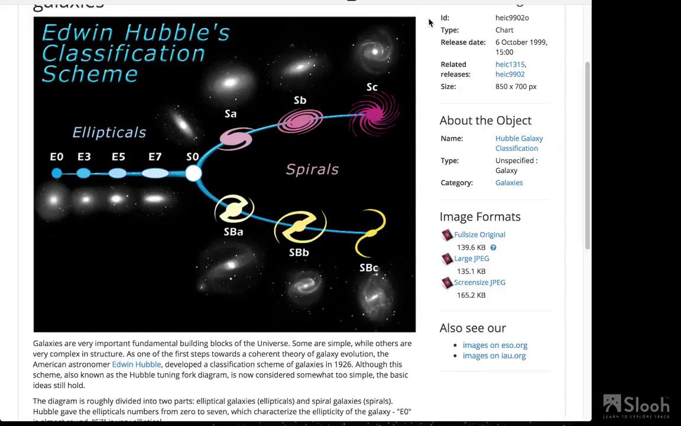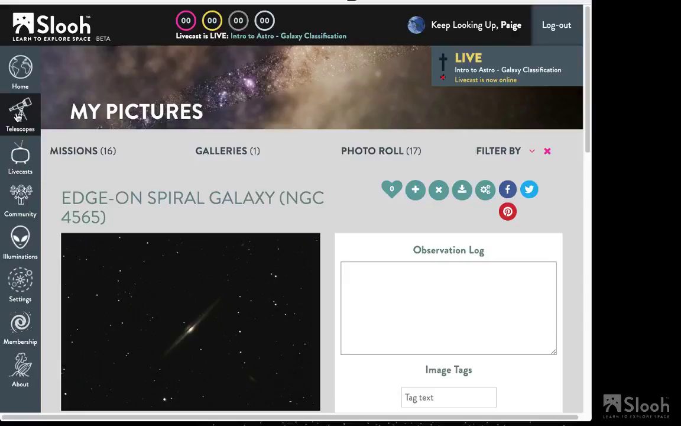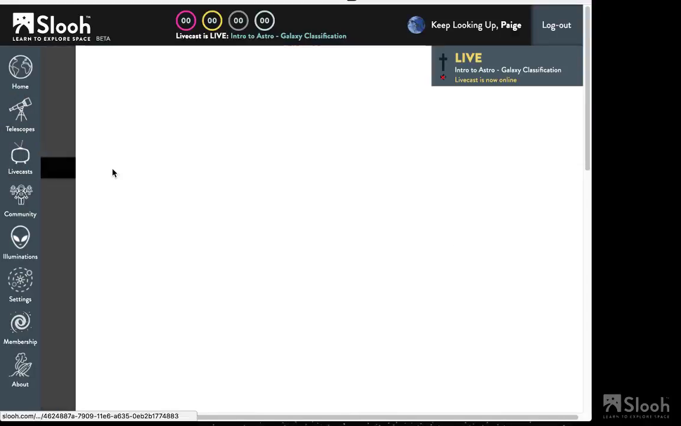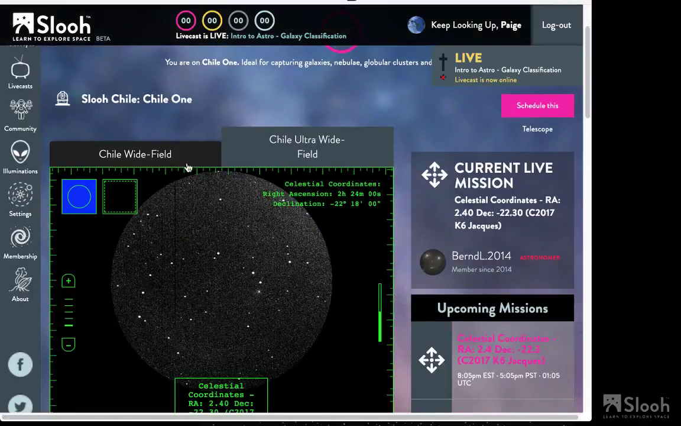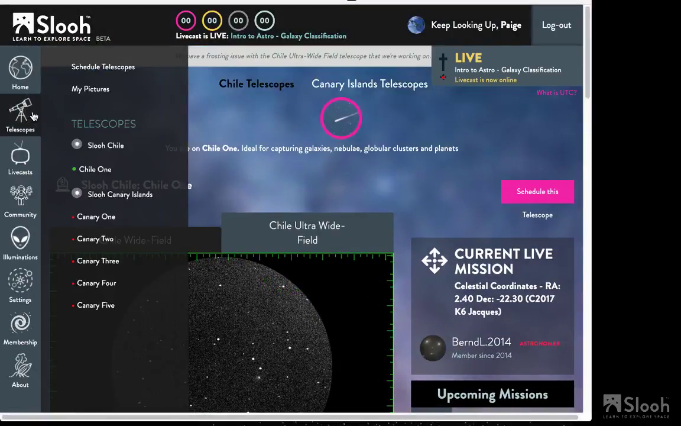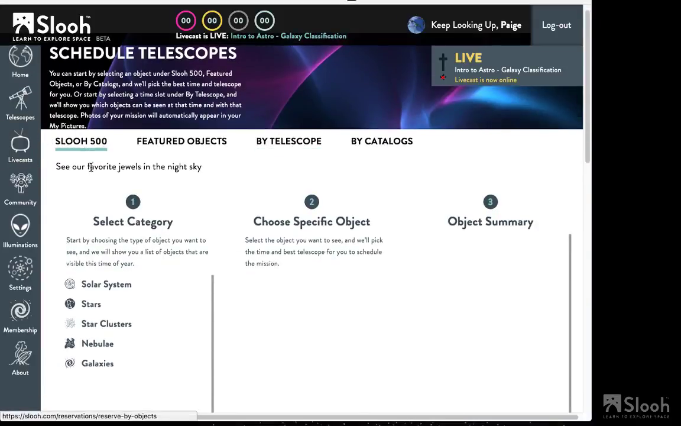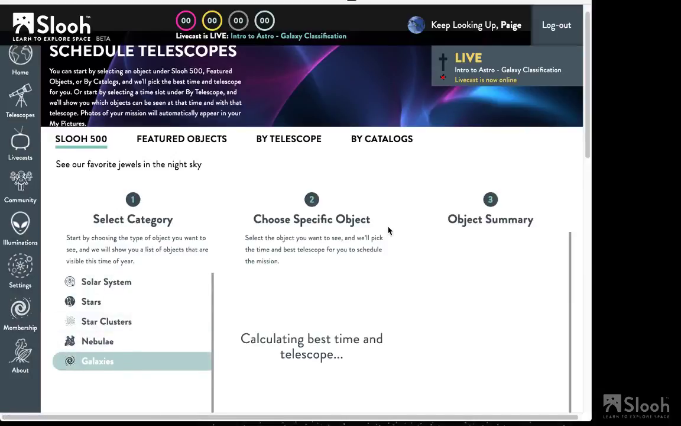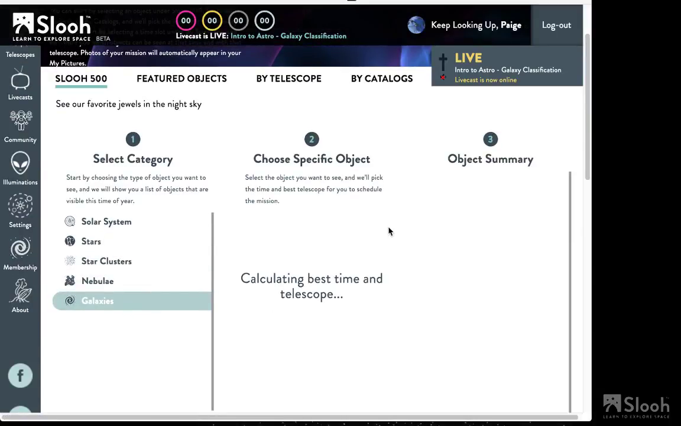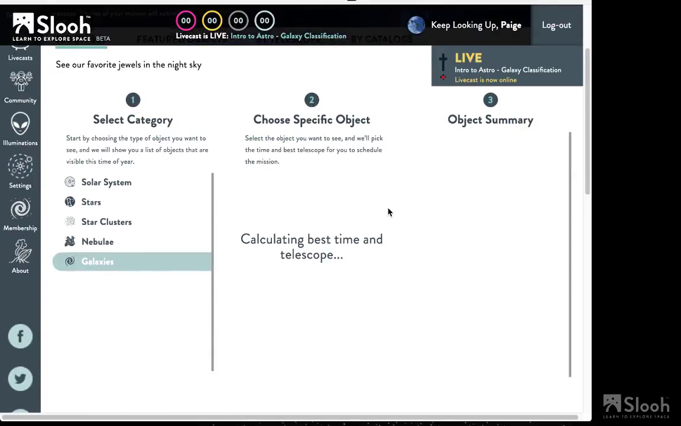So if you see me reserving a galaxy mission, then you could piggyback onto it and get your images that way as well. So just to show you how to do this real quick, you'll go to our website, go to telescopes. Chile's online. It's probably not a galaxy, but we'll just, yeah. Anyway, schedule telescopes. You can either do it by telescope, or you can use the SLU 500, click on Galaxies. It'll calculate the best time and telescope for the objects in our SLU 500 catalog. Again, it's taking a little while because my computer's RAM is all taken up with streaming this video.